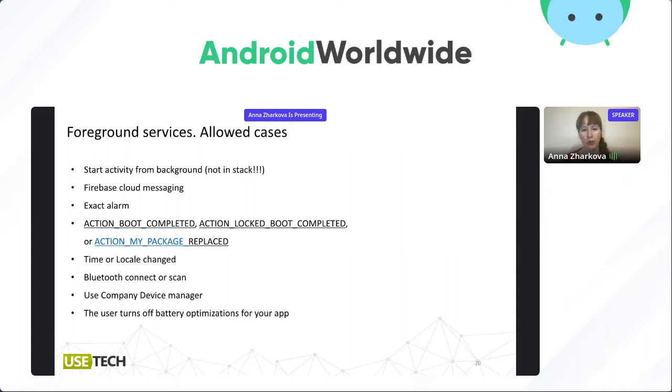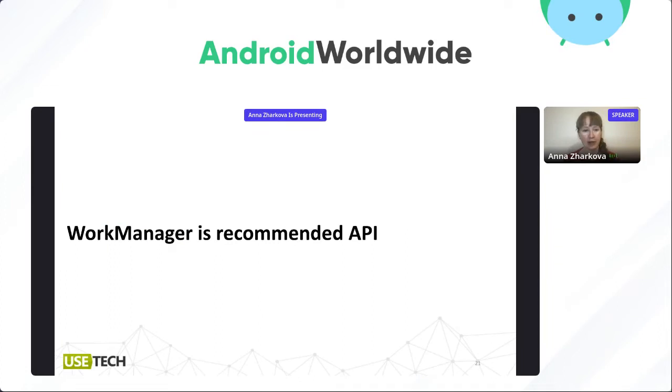And also when we turn off battery optimization for our app. But it is a tricky condition, because even when you turn off all battery optimization in your application, foreground services could be killed or stopped, and there could be several problems with launching it from background. So here is another API, and it is WorkManager, and it is recommended.